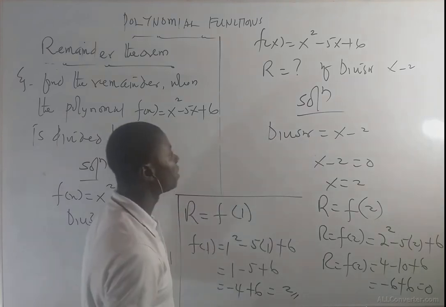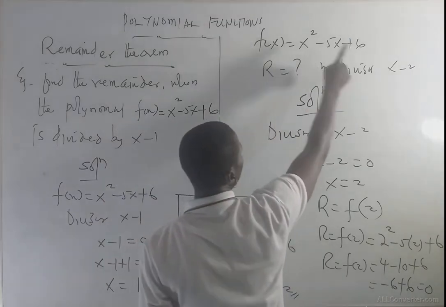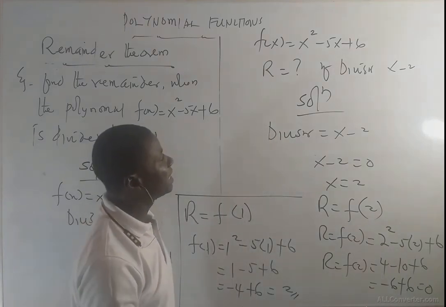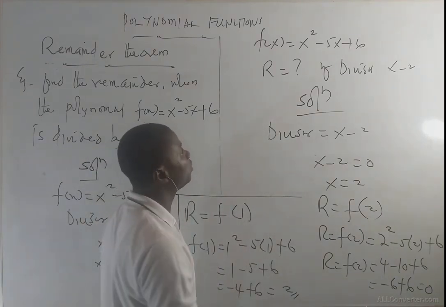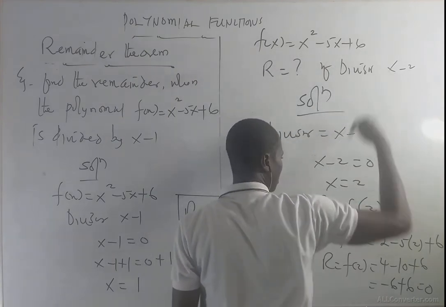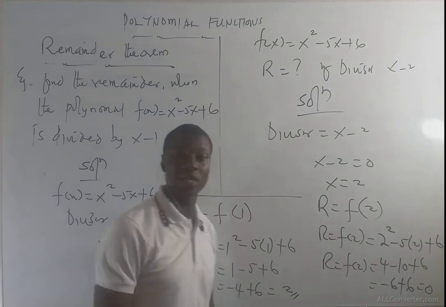That means that when you divide the polynomial by this, the remainder will give you 0. That's the meaning. Now, you can try that with the division of polynomial approach. Try to divide this expression by the divisor x minus 2, and you see that the remainder will give you 0. So that's what you are talking about.